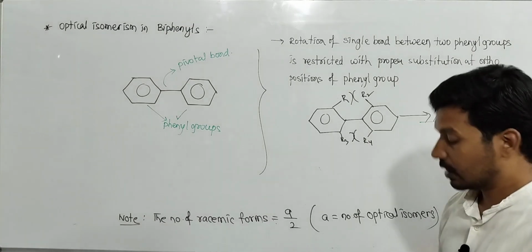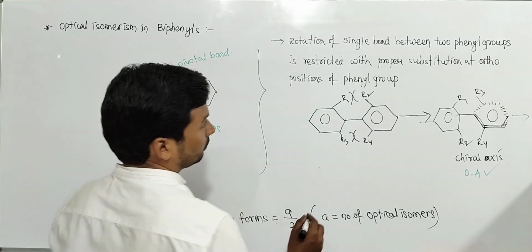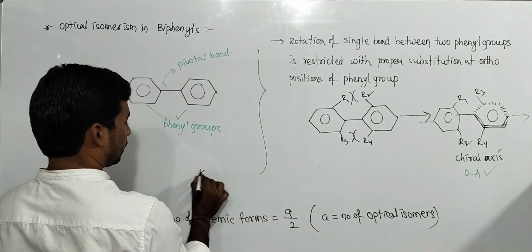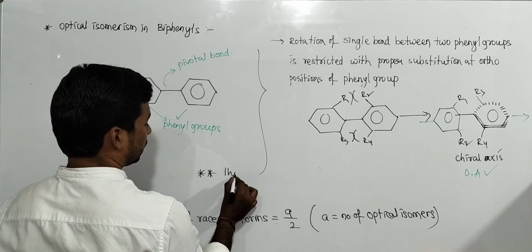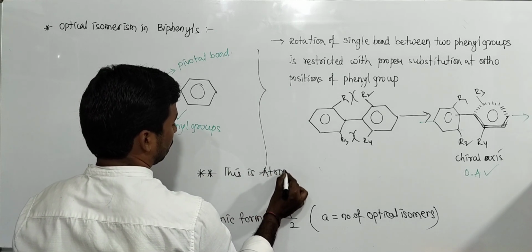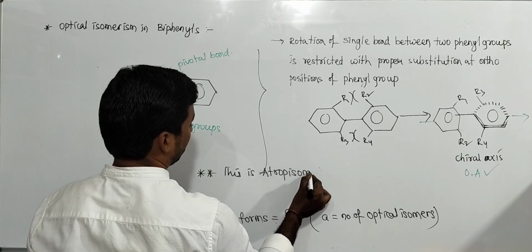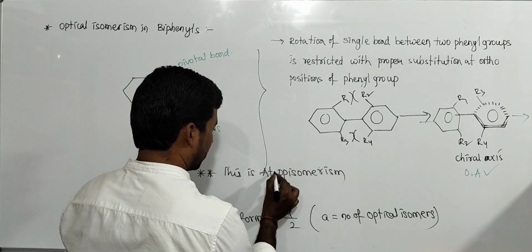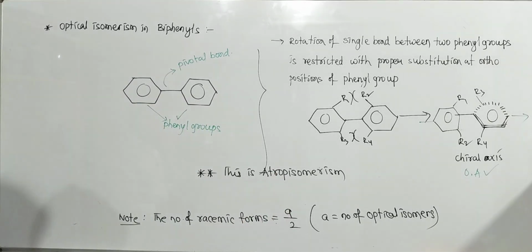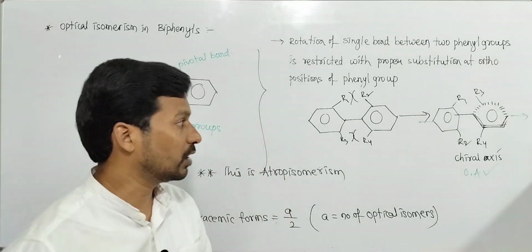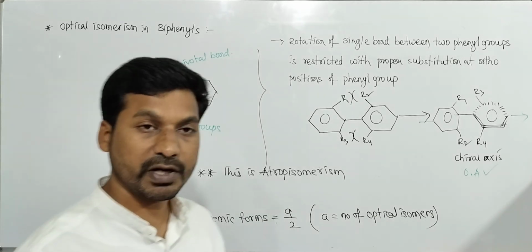This phenomenon is called atropisomerism. This is important. This is called atropisomerism. Okay, take this one. In my next video I will explain previous bits on the isomerism topic. With this, isomerism is completed.